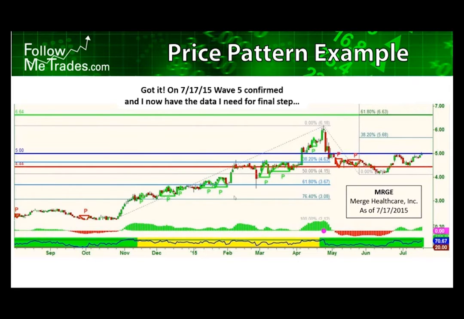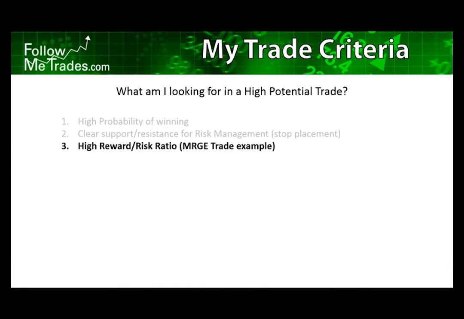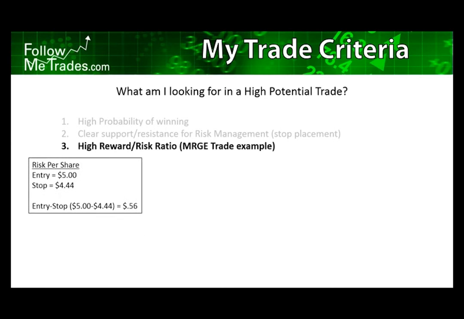Now I've got all the data that I need for my next step. I've got an entry price right there where it put in a new high, so the entry price is $5. I've got a stop level down at the previous low, 4.44, and I've got a target price. I use the minimum from the price target zone, the lower one, because I want to be a little conservative in my calculations here. But I've got an entry price, a stop price, and a target price. Now I can do a little math on this. Remember I said I want a high reward to risk ratio. So I first calculate the risk per share, and that's simply the entry minus the stop.